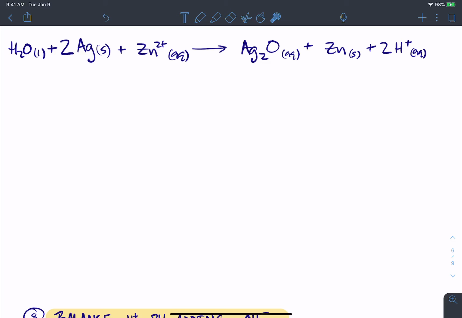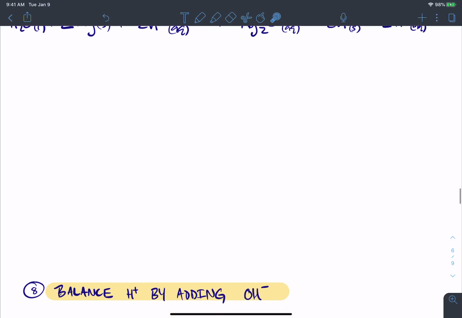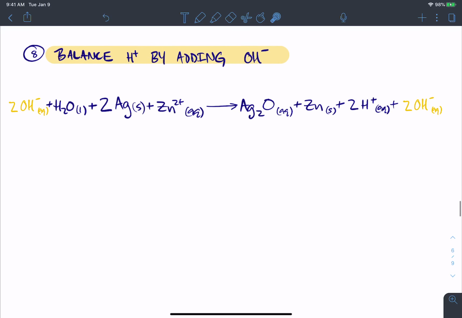So if we're talking about acidic media, we're saying there's an excess of hydrogen ions in solution. Basic media would be an excess of hydroxide ions. So we want to get rid of these H+ ions and cancel them out with hydroxide ions. So that's going to be our 8th step.